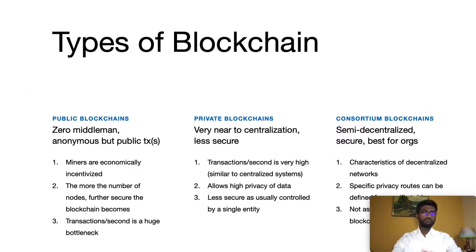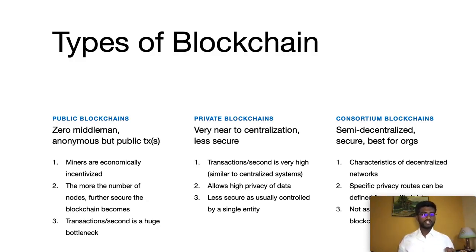The public blockchain completely does away with the middleman. And also, the transactions are public but anonymous, something that we saw in the previous lecture as well. In this form of blockchain, the miners are economically incentivized, which means that when they mine blocks, they get some form of monetary return.